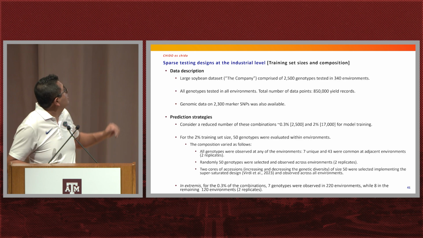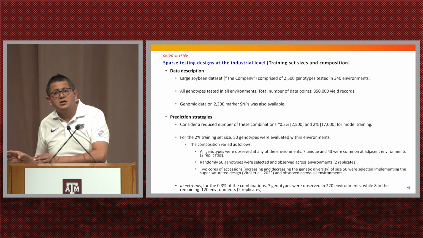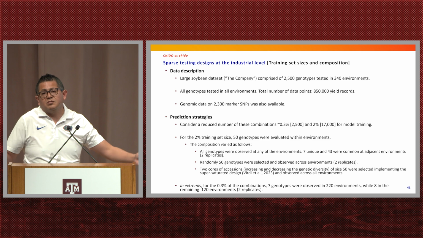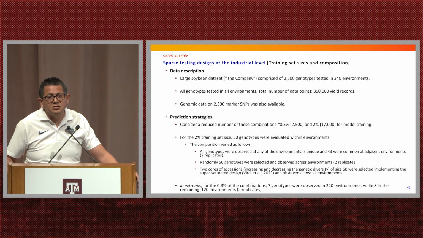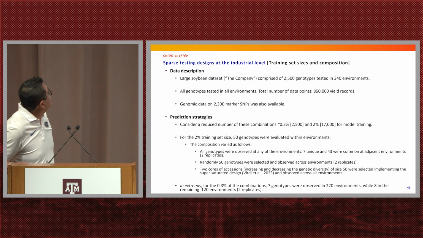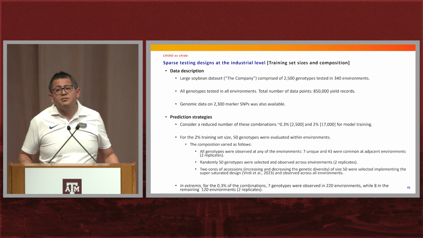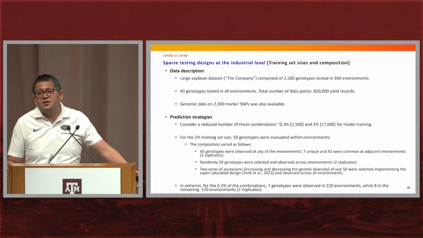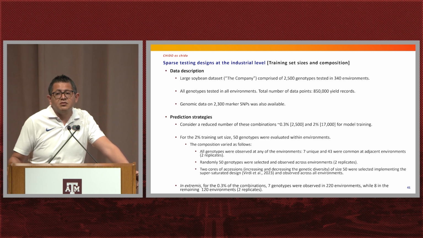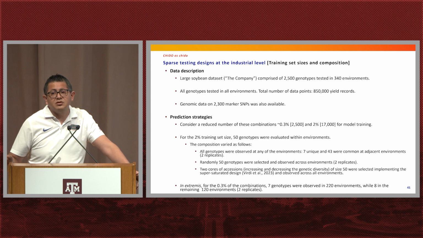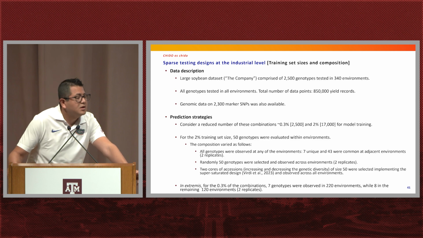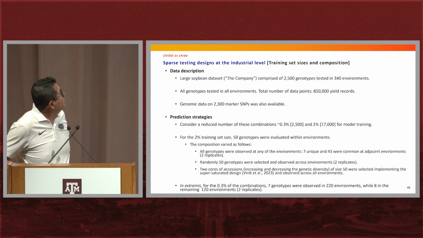And now we switch the idea of the sparse testing, where we have very few genotypes, 1,000 genotypes, in very few environments, 9 environments. For this case, we have a large data set from a company, a soybean data set of 2,500 genotypes observed in 340 environments, all genotypes in all environments, for a total number of 850,000 yield records.